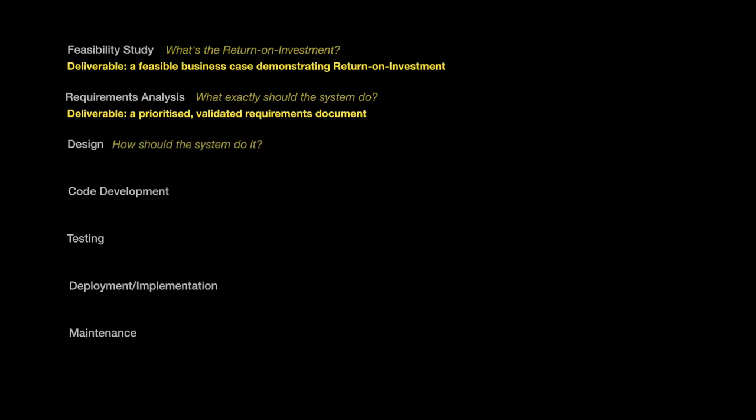How should the system do it? A solution to the requirements document might use UML, sequence, or process diagrams, as well as interface diagrams, data structures, and security considerations.